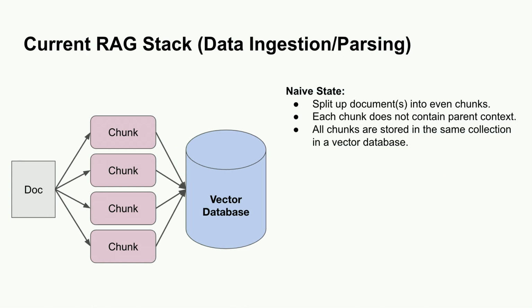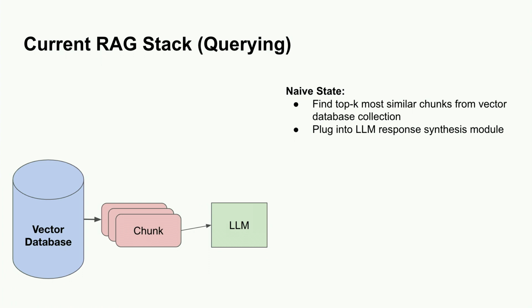Going into this a little bit more, the naive state of data ingestion and parsing is that you split up documents into a set of even chunks. The chunk itself is just a text block, right? It could be split by sentences, characters, those things. Then all these chunks are stored in the same collection in a vector database. During query time, you use embedding similarity to find the top K most similar chunks from the vector database collection, and then you plug it into your LLM and do response synthesis over the data to get back an answer.